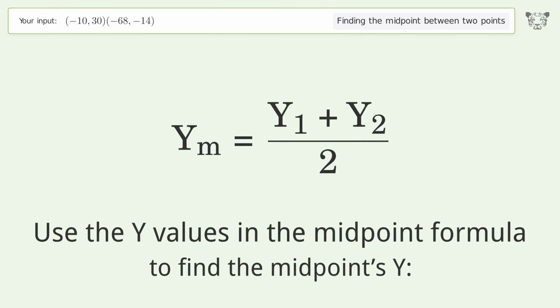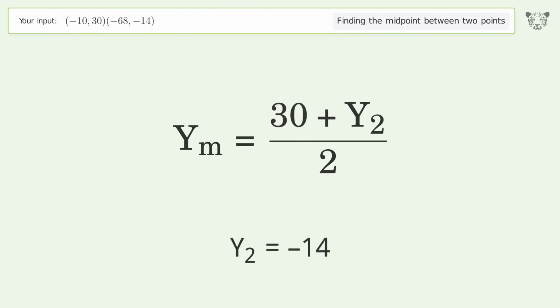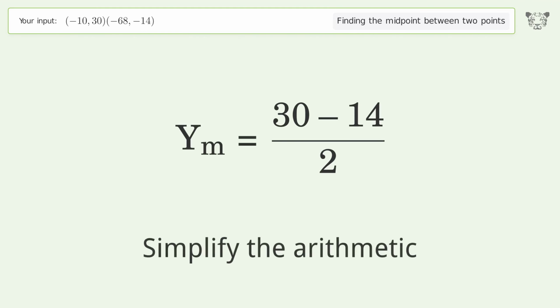Use the y values in the midpoint formula to find the midpoint's y. y1 equals 30. y2 equals -14. Simplify the arithmetic.